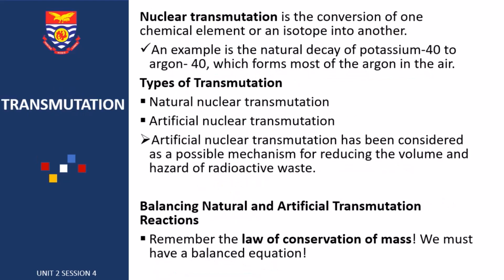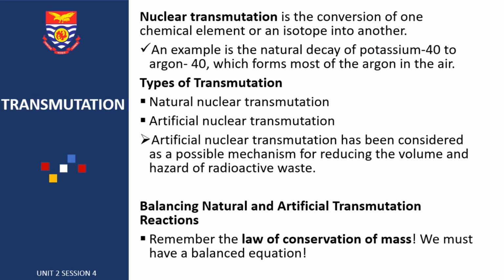Let us look at transmutation. Transmutation can be defined as the conversion of one chemical element or isotope to another. An example is the conversion of potassium 40 to argon 40. So potassium 40 has a mass of approximately 40, and argon also has a mass of approximately 40, but potassium has an atomic number of 19 and argon has an atomic number of 18.